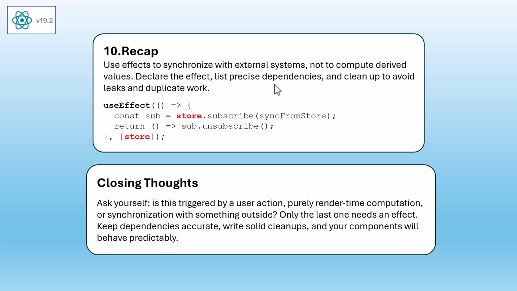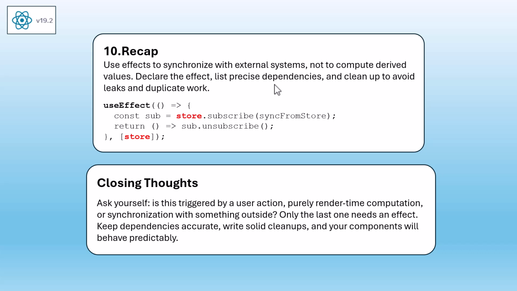Declare the effect after rendering, specify appropriate dependencies so you don't run unnecessarily, and always clean up any resources you allocate. In development, you may see extra effect runs. Ensure your code handles that gracefully rather than fighting it. Always ask whether the logic is truly an effect or simply something internal. If it's internal state derivation, you might not need an effect at all.